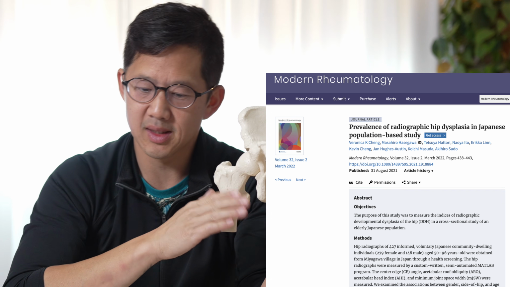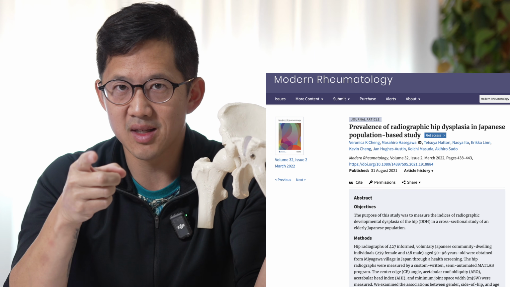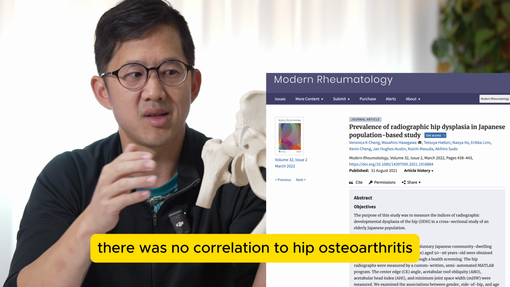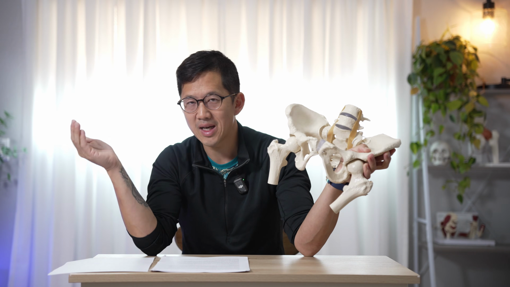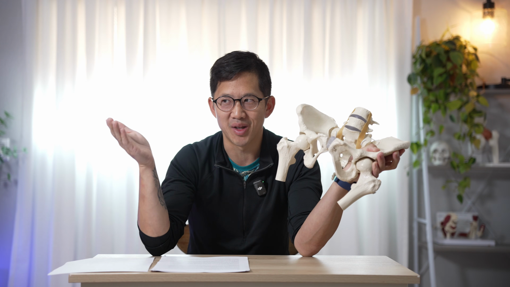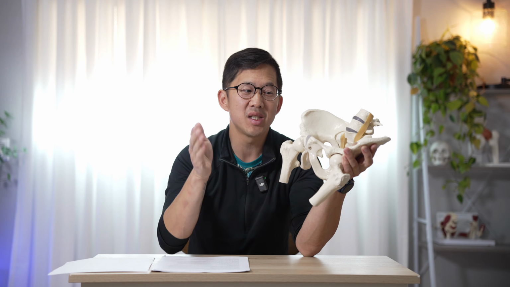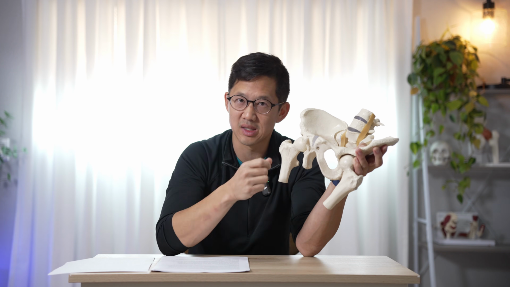And finally, in a Japanese study on the elderly, nearly 30% had hip dysplasia. And this is very, very important. There was no correlation to hip osteoarthritis, meaning they had hip dysplasia the whole time and they did not end up developing hip osteoarthritis. So let's talk about the relationship between hip dysplasia, hip pain, and hip osteoarthritis.